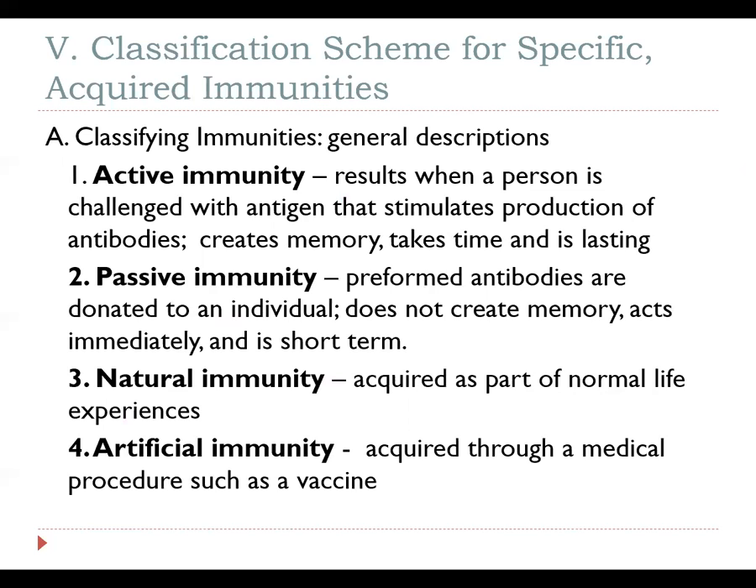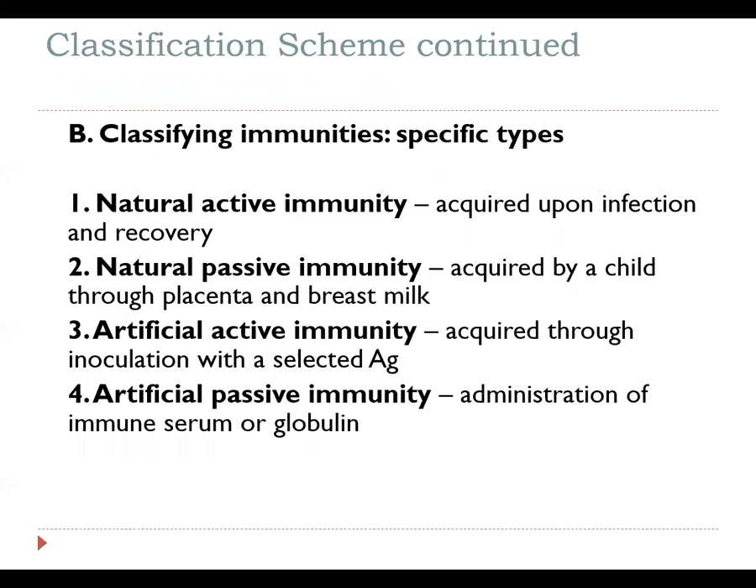When you have an active memory, it typically means that you have activated T helper cells, activated B cells, and you have formed an antibody and a memory cell. When you have a passive immunity, this does not activate your third line of defense. You're basically borrowing preformed antibodies from an individual that will give you a short-term or short-lived protection. Natural immunity is something that is acquired as part of normal life experiences, whereas artificial immunity is acquired through a medical procedure. So now we can put these four terms together and classify specific types of immunity.